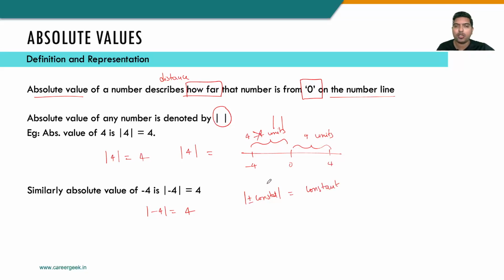Okay, I'm only talking about constant numbers here. This might vary for variables, that we'll see later. But for now, you remember this: absolute value of any constant, be it positive or negative, is always positive because it's the distance.